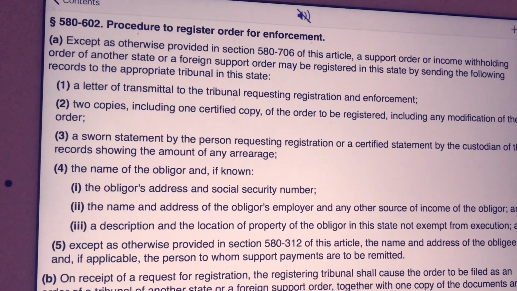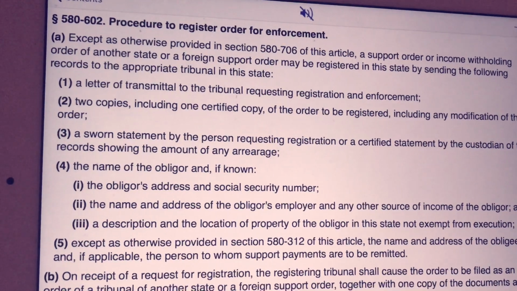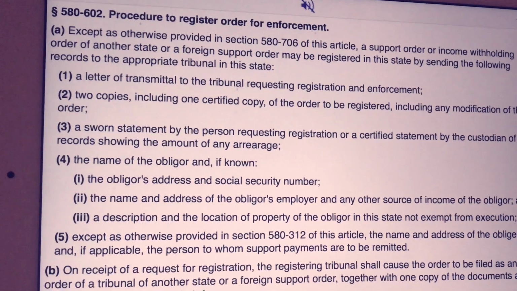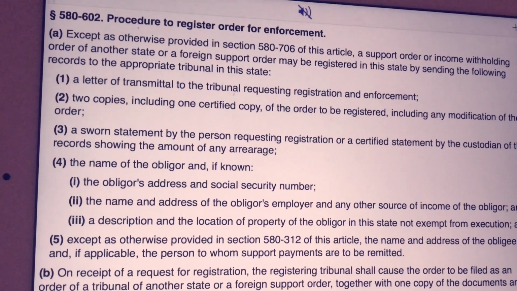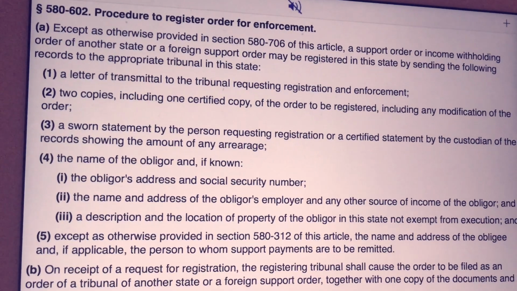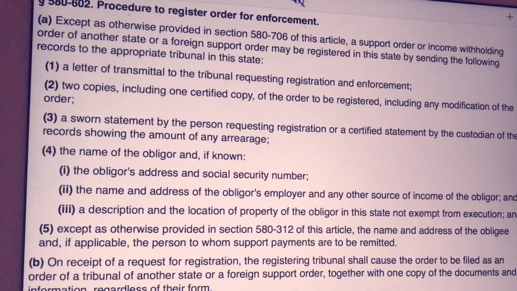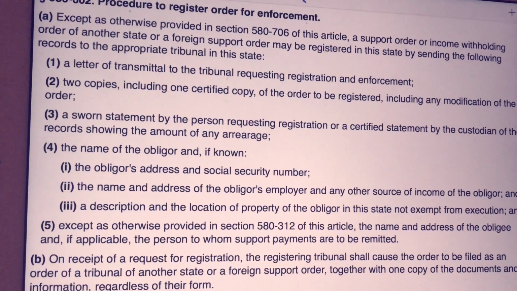3. A sworn statement by the person requesting registration or a certified statement by the custodian of the records showing the amount of any arrearage. 4. The name of the obligor and, if known, I. The obligor's address and social security number. II. The name and address of the obligor's employer and any other source of income of the obligor. And, III. A description and the location of property of the obligor in this state not exempt from execution.